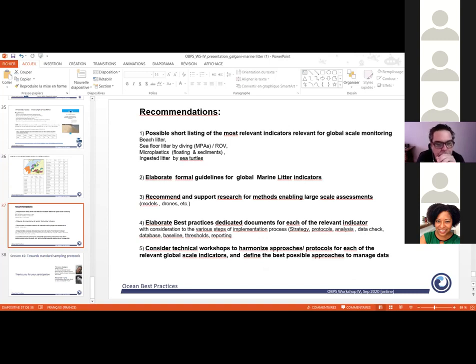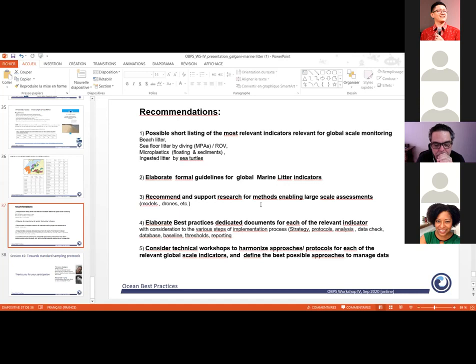And some recommendations could be an output from the discussion this afternoon, could be a possible shortlisting of the most relevant indicators. So the list here is not the right one, but it's just a proposed one. Then elaborate formal guidelines for global marine litter indicators. Then recommend and support research methods. I understand that modeling is quite important. It's already in the process of global monitoring. Drones also, for instance, satellites must be in also for sure. And then elaborate best practices dedicated documents.